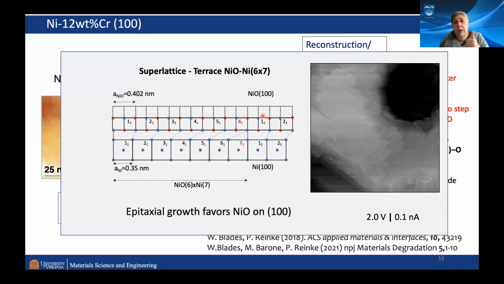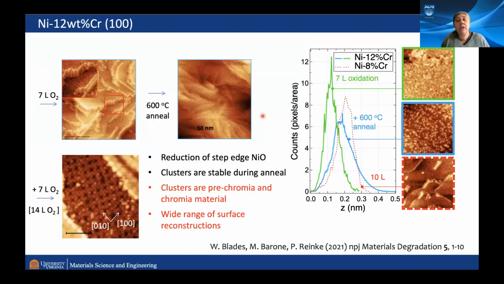So we've solved one question. We know the nickel oxide forms at the step edges and then just grows over the terraces like crazy. Epitaxy clearly favors the nickel oxide. How do we know the clusters are actually chromia? If we heat this one, we reduce the nickel oxide, and only the clusters are left. If we add more and more oxygen, we will get more and more chromia on the surface.